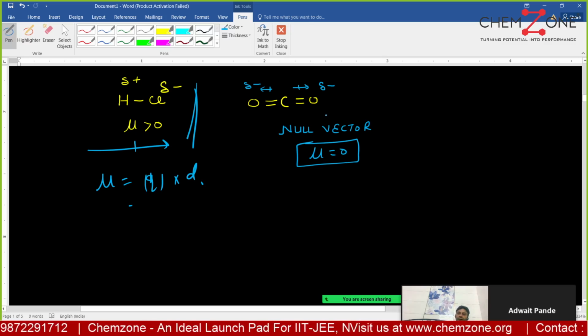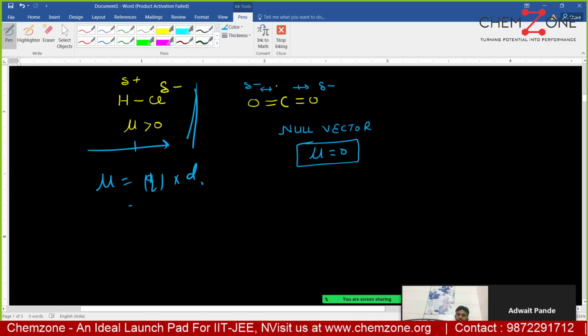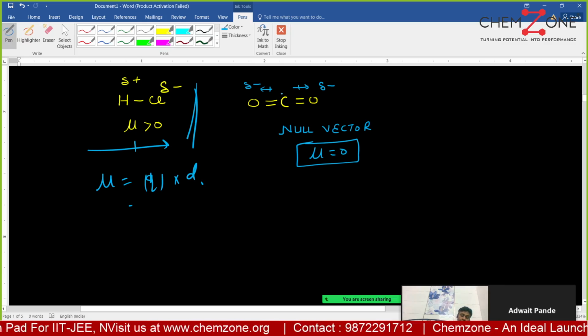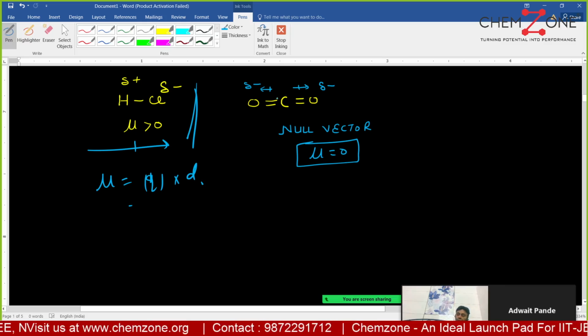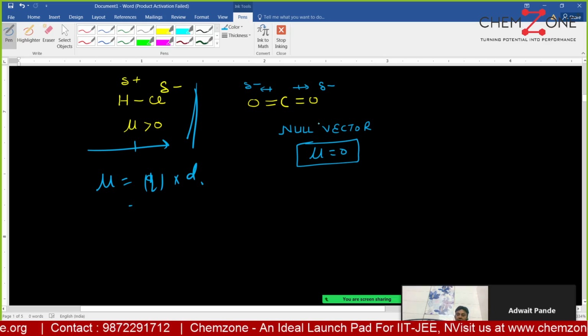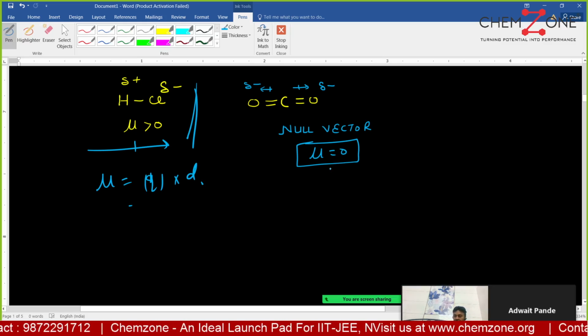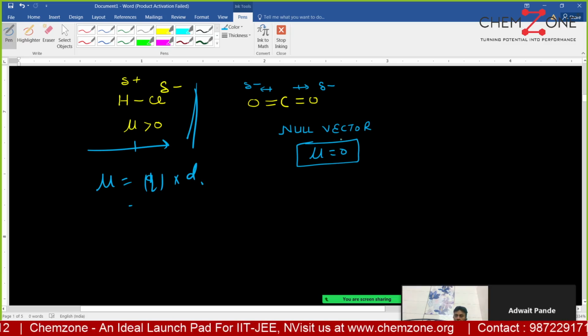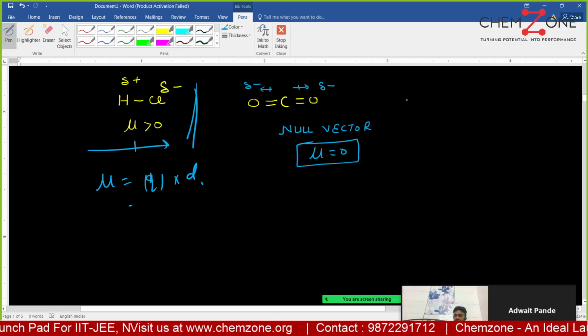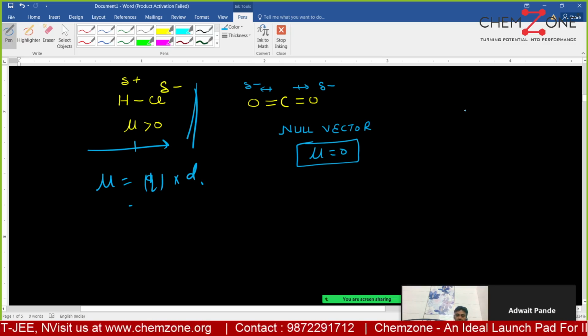But in case of carbon dioxide, the pull is equal and opposite in both the directions. So dipole moment will be equal to 0 here. There is no net pull. There is no net polarity. Getting me? I will take up one more example here.